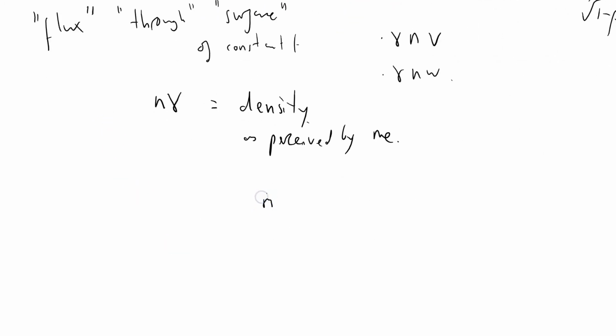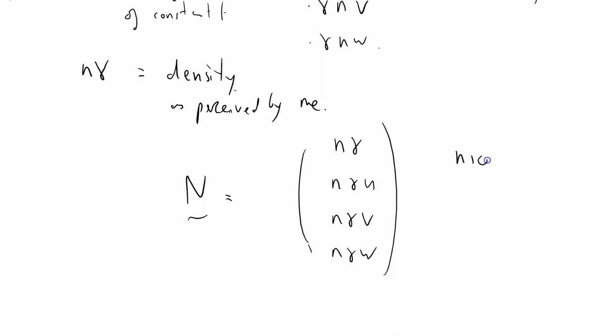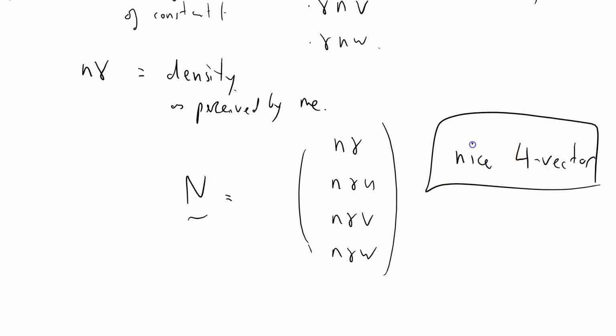Okay, so there it is. So the four flux n, the number flux n, is just n gamma, n gamma u, n gamma v, n gamma w, and that's a nice 4 vector, a nice 4 vector which transforms nicely. Actually, last time I said that in the next screencast I'd show you something astonishing. I've not really shown you anything too astonishing here. I'm going to defer that to the next one because I don't want these screencasts to be too long.